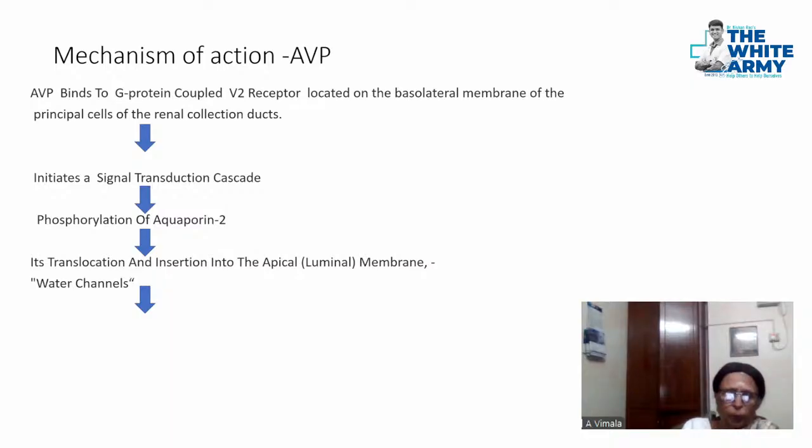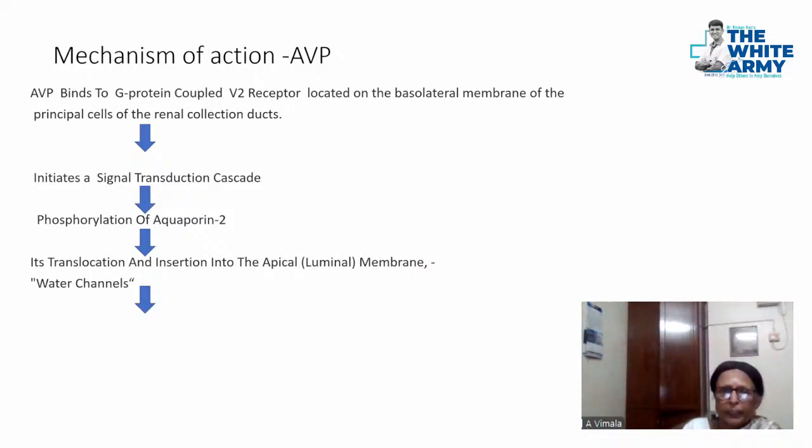phosphorylates aquaporin 2. They are water channels, and these water channels will get inserted into the apical membrane. That is, the apical membrane is the lumen through which the urine flows. So when the water channels get translocated to the apical membrane, more water enters the cell and gets shifted into the blood, leading to retention of water. So that will dilute the sodium and normalize the osmolality. So this is the mechanism of action of AVP.